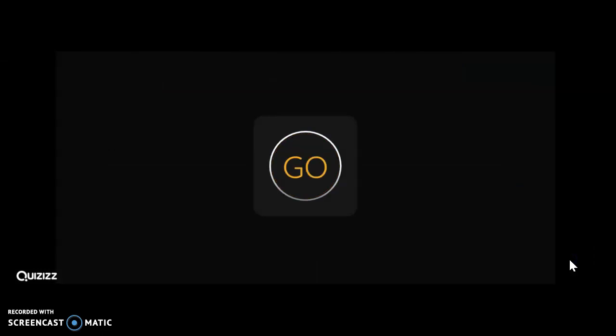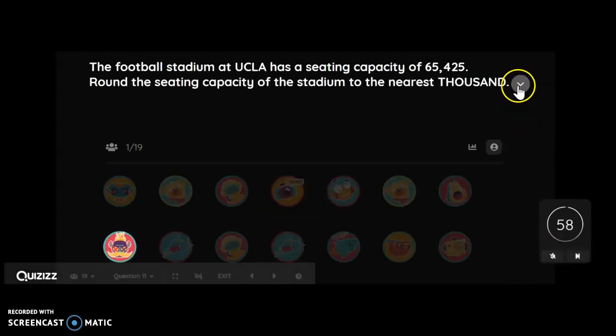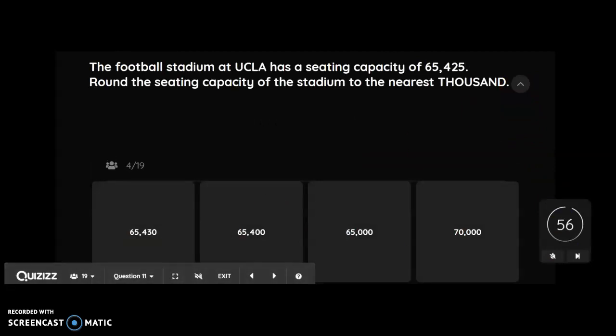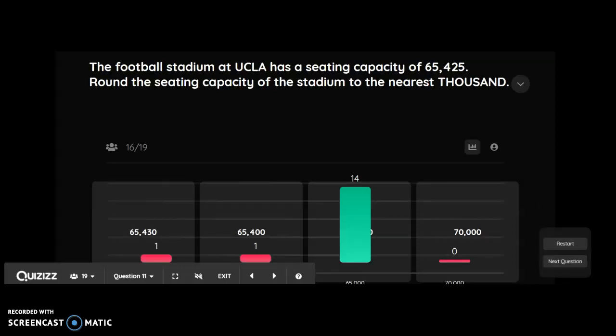This time you're going to be rounding to the nearest 1,000. Pay attention to what place value it asks you to round to. You're rounding to the nearest 1,000 this time. As we just talked about this one, to round 65,425 to the nearest 1,000, there's 65,000s in that number. The 4 in the hundreds place is less than the midpoint of 65,500. So it would round down to 65,000.